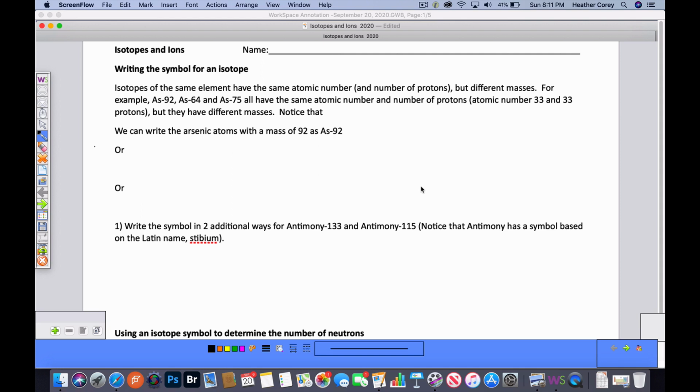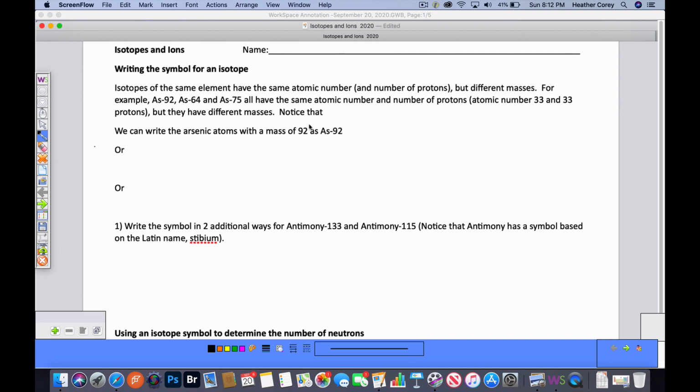This is going to be a really quick lesson on isotopes and writing symbols for those isotopes and ions. To start with, I have an example of arsenic, and I've given you arsenic 92, arsenic 64, and arsenic 75. These are all isotopes of arsenic. Are they the most common ones? No, but they are isotopes of arsenic.